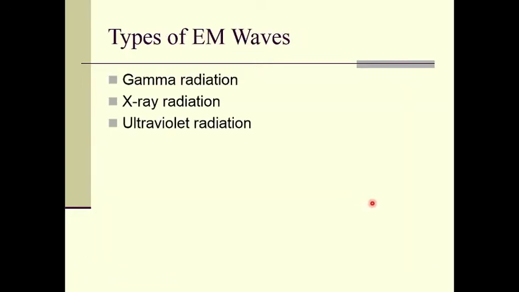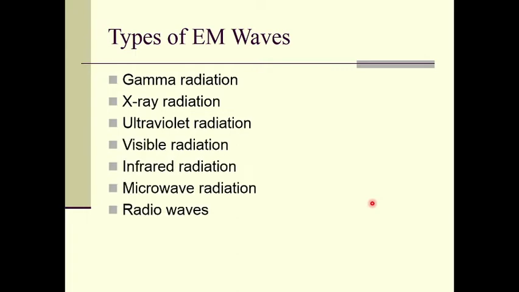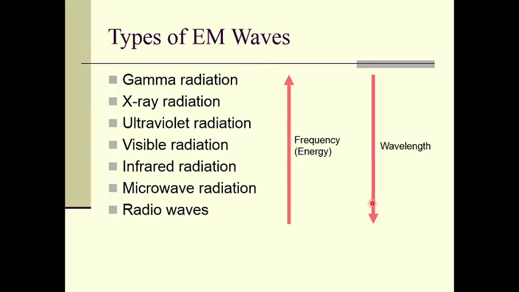So we know the different types of electromagnetic waves, that means gamma rays, X-rays, ultraviolet radiation, visible radiation, infrared radiation, microwave radiation and radio waves. So we know that the gamma radiation has the smallest wavelength, but their frequency is the highest and they have the highest energy among the electromagnetic spectrum. Radio waves have the smallest frequency and hence the smallest energy, whereas their wavelength is the longest among all the electromagnetic waves.